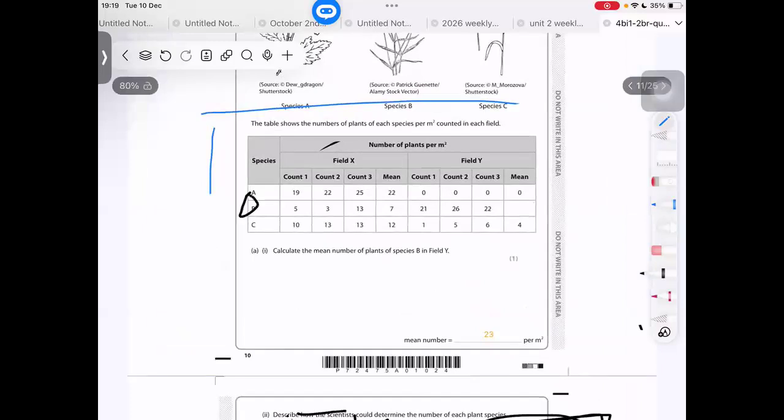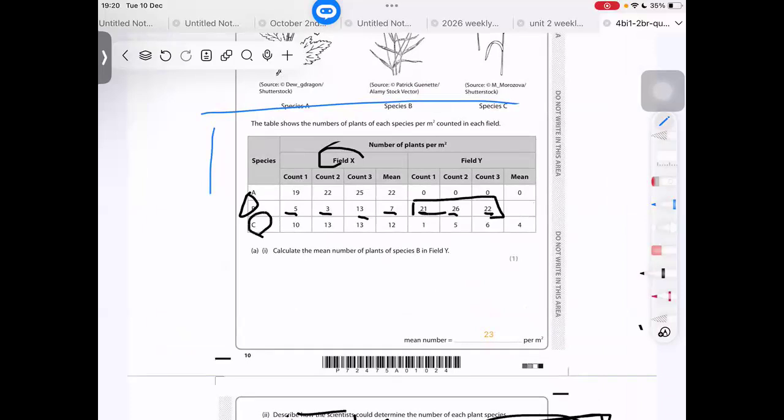If you take the B row, you can see in field X they have 5, 3, 13, and 7. They have an unequal distribution, not an equal distribution. And also if you take 21, 26, 22, this has an equal distribution.